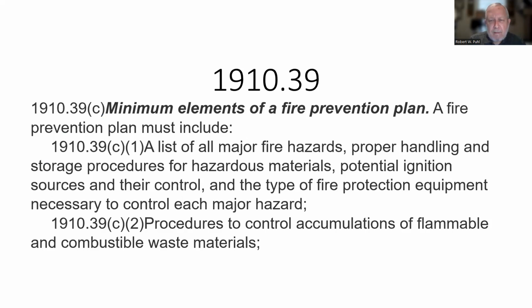Minimum elements of a fire prevention plan. A fire prevention plan must include a list of all major fire hazards, proper handling and storage procedures for hazardous materials, potential ignition sources and their control, and the type of fire protection equipment necessary to control each major hazard. Procedures to control accumulations of flammable and combustible waste materials.